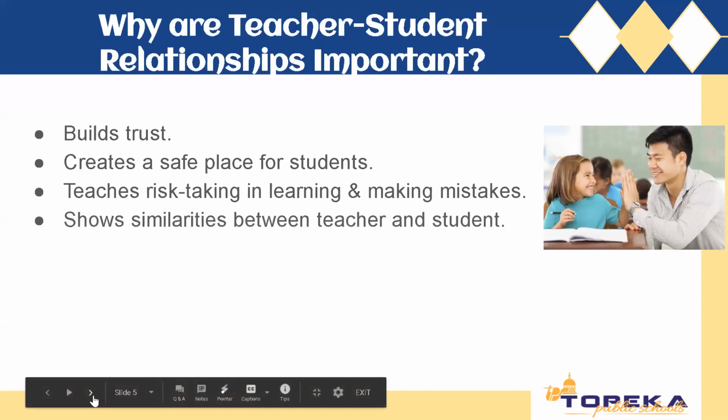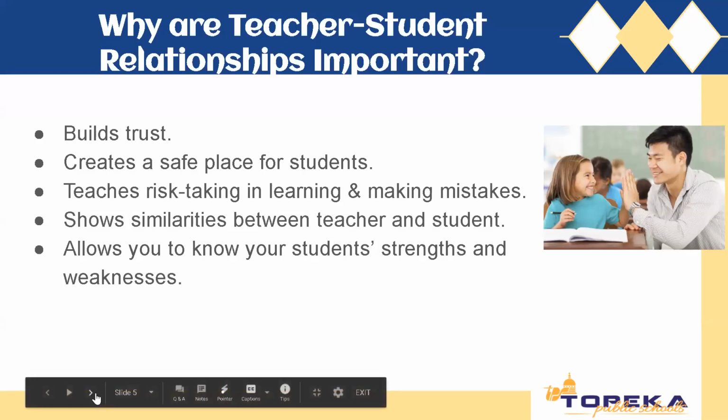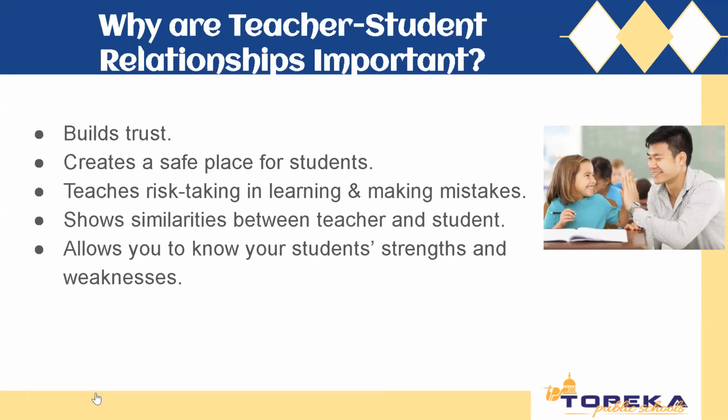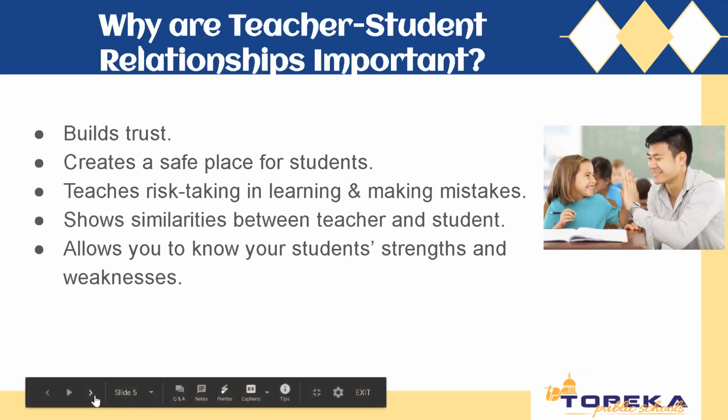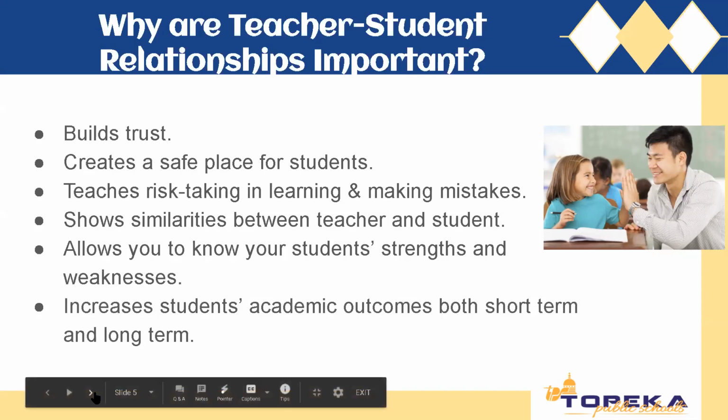It also shows that just like our students, we have similarities. If I like to eat pizza, you might like to eat pizza too. And so we can build a bond over where we like to go and get our pizza. It allows you to know your students' strengths and their weaknesses, and we're able to better play to those strengths and help fill in and develop those weaknesses. It also increases students' academic outcomes, both short-term and long-term.